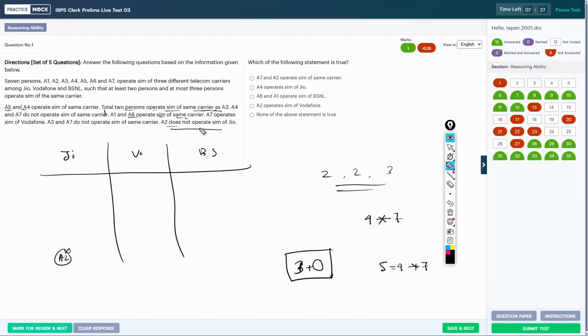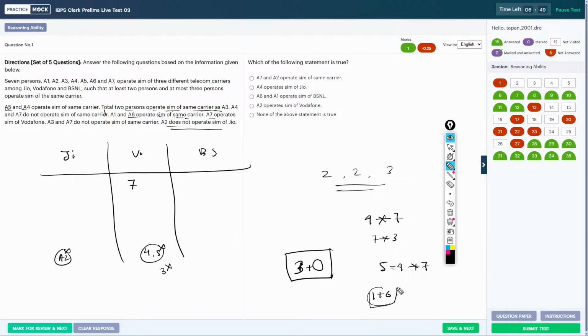1 and 6 same carrier. A7 is Voda. 7 Voda, so 4 and 5 are not here. 3 and 7 are not the same, so 3 is also not here.